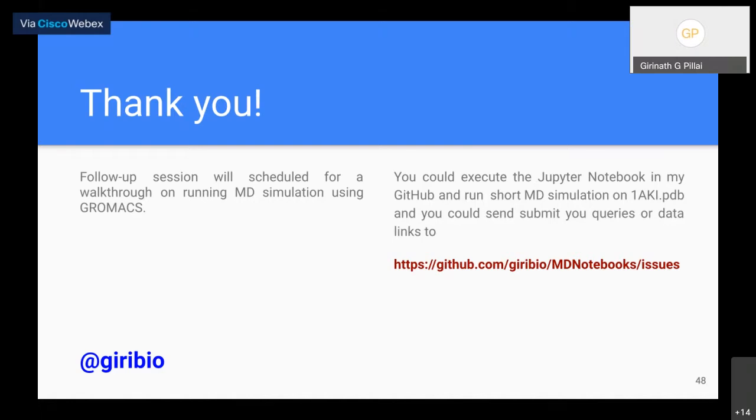You could execute a Jupyter notebook, which is on my GitHub, and run a short MD simulation. Use the PDB entry 1AKI, which is a lysozyme, and you can submit queries or data to the link given below, on GitHub. If you have any issues executing the notebook, you can always reach out to me. This will be a small exercise so that you can start playing around. But please understand what each step does and what difference it makes when you change the parameterization.